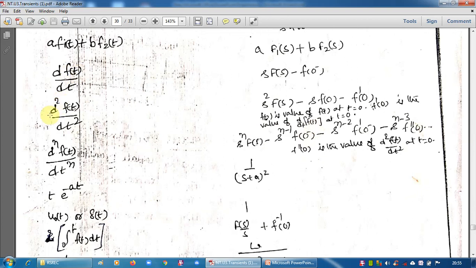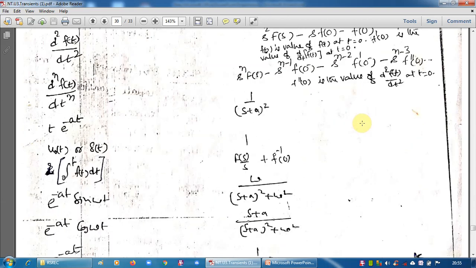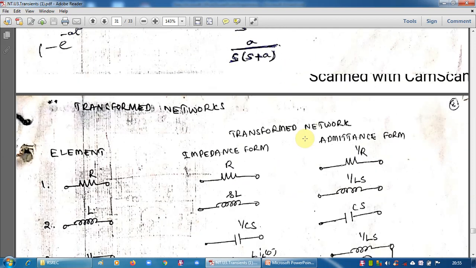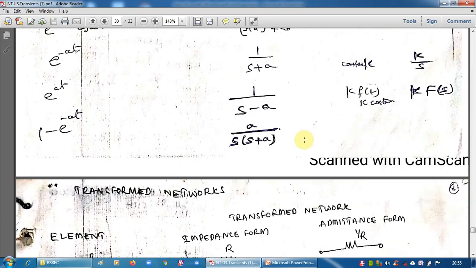This is first order. Second order derivative of the same function is like this. You can compare this and this: s square f of s minus s f of 0 minus f dash of 0. This is the derivative of the initial value. This is initial value and this is the derivative of the initial value. So like that, we can list out some time domain functions and their Laplace transformed functions. So that is about a Laplace transform. That is in general, as you know.